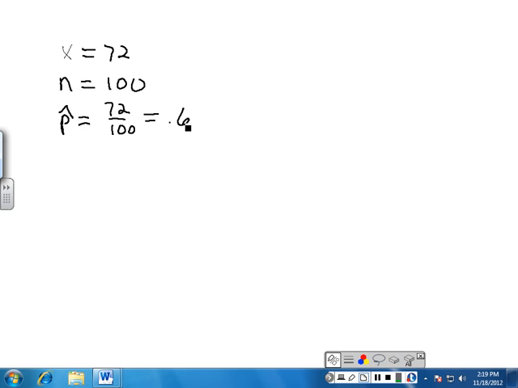X is equal to 72, N is equal to 100. They either consider themselves sports fans or not, so all we can get is the sample proportion. That's 72 out of 100. If you want to write X over N, you may. That's 0.6. So is the sample size large enough?